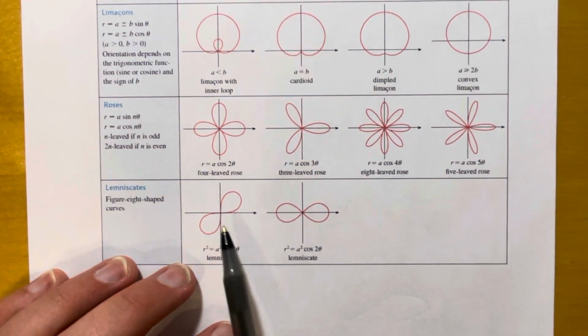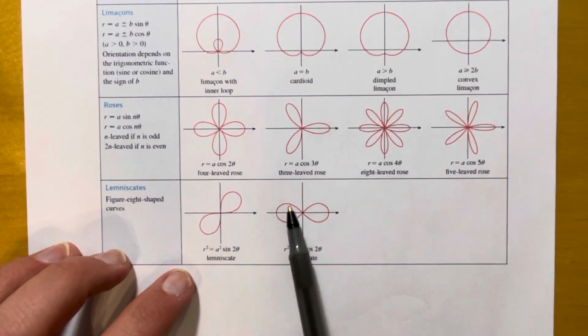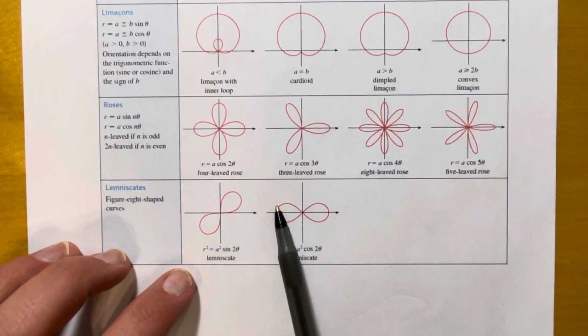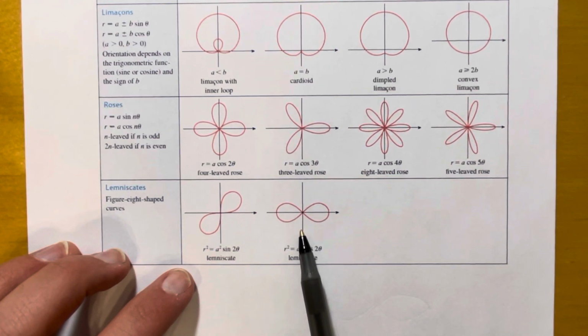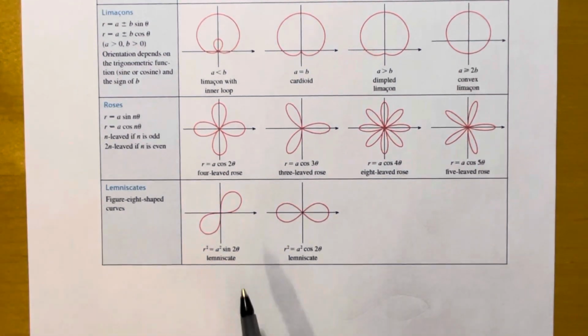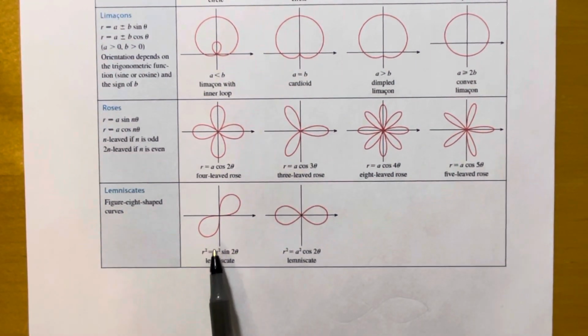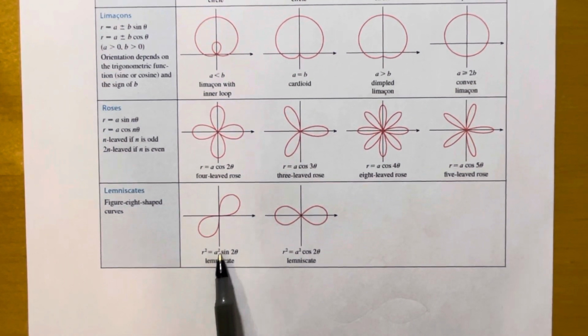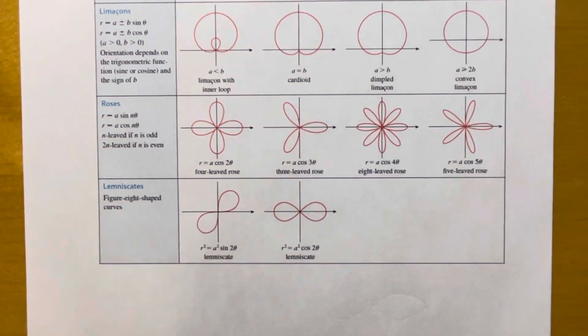The last type of polar curve is this guy. We call these lemniscates. They look like figure 8s, and they can either be symmetric about your polar axis and theta equals pi over 2, or they can be symmetric about the origin, which is what this guy is. These are the equations that give us those. Notice that r is not isolated anymore. It's r squared equals a squared sine of 2 theta, or r squared equals a squared cosine of 2 theta. Those will give you those lemniscates.